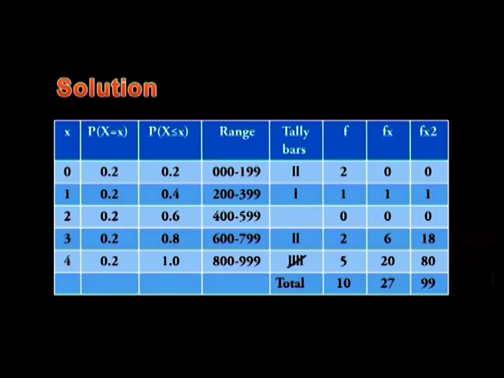Once we have filled in the range column, we put tally bars using the given random numbers. The first random number is 614, which belongs to the fourth row in the table. Hence, we put the tally bar in the fourth row, that is X is equal to 3. The second random number is 122, which belongs to the first row, that is X is equal to 0. Hence, we put a tally bar in the first row. Likewise, we put tally bars using all the random numbers.